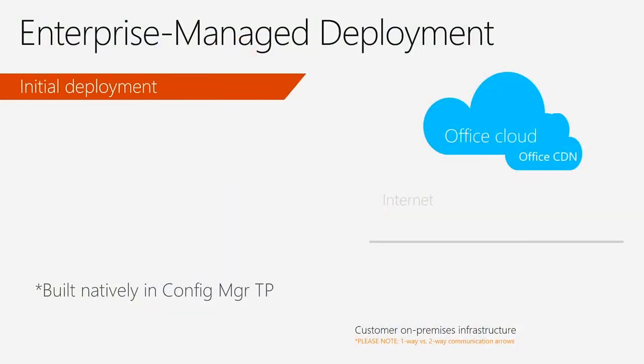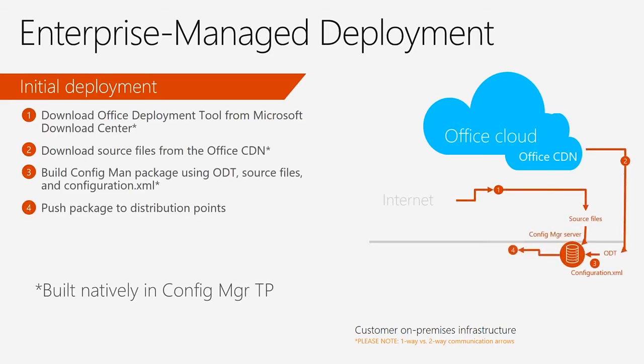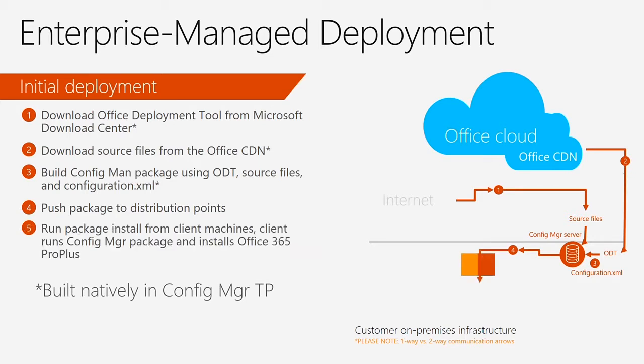So, an enterprise managed deployment. This again is going to look like a familiar slide if you saw the session yesterday. For the initial deployment, we'll walk through this pretty quickly. You download the ODT from the Microsoft Download Center. You download your source files from the Office CDN. If you want to have the control build, you can also have users install from the CDN. We'll build your Config Man package using your Office deployment tool, your source files, and your configuration XML file as normal. You push your package to your distribution points, and then you run the package install.